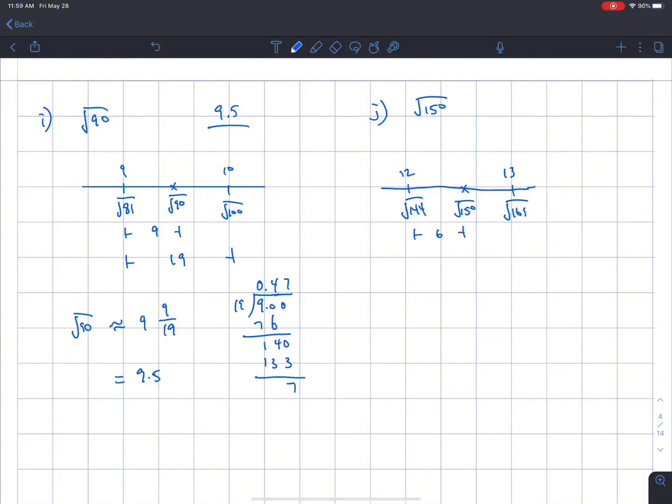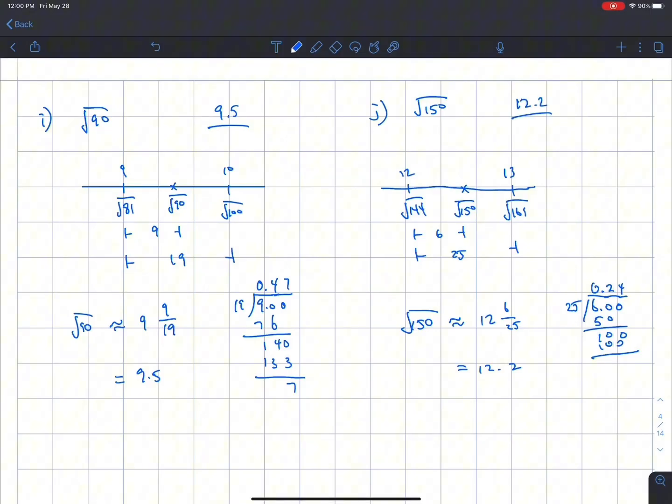144 to 150, the distance is 6. 144 to 169, the distance is 25. So square root of 150 is approximately equal to 12 and 6 over 25. 6 divided by 25 and a 0.0. 2 times 25 is 50. Subtract. And then 25 times 4 is 100. So 12.2 when rounding to 1 decimal place. And then again, we check with the calculator. And it's correct. 12.2 is correct.